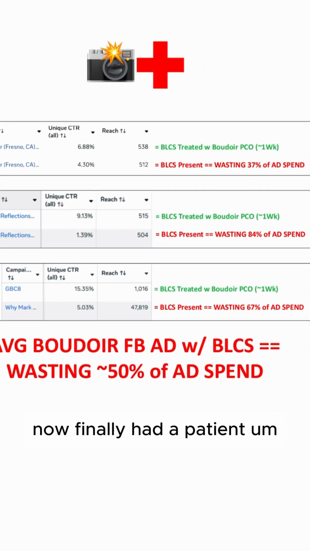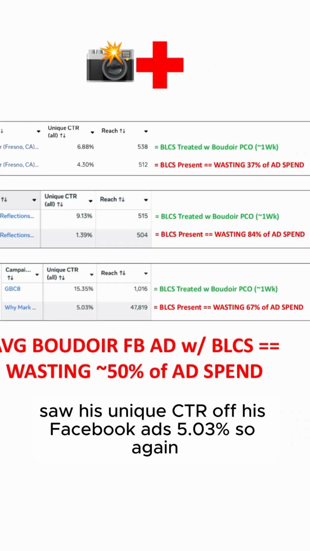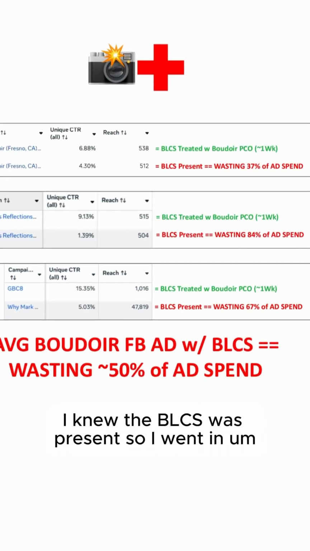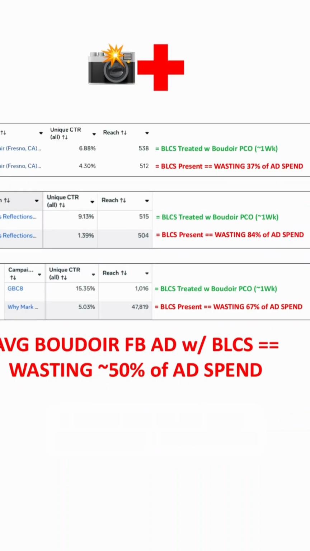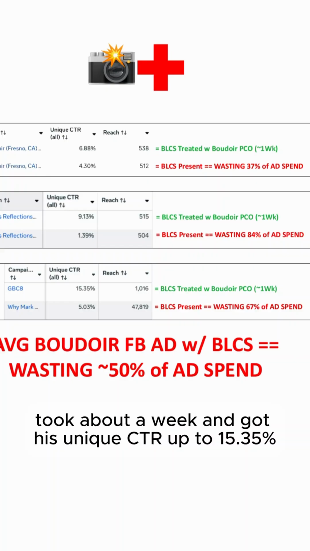Now, I finally had a patient saw his unique CTR of his Facebook ad is 5.03%. So again, I knew the BLCS was present. So I went in, duplicated Trio Boudoir Pico, took about a week, and got his unique CTR up to 15.35%.